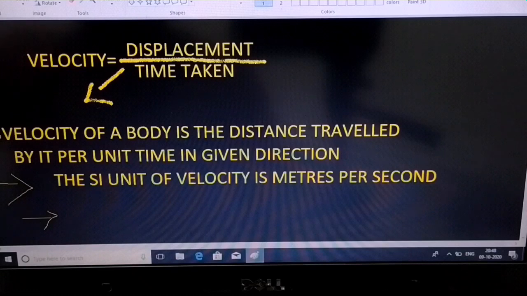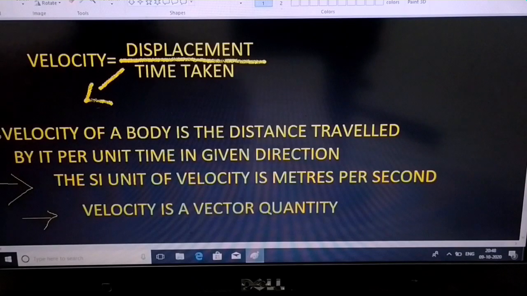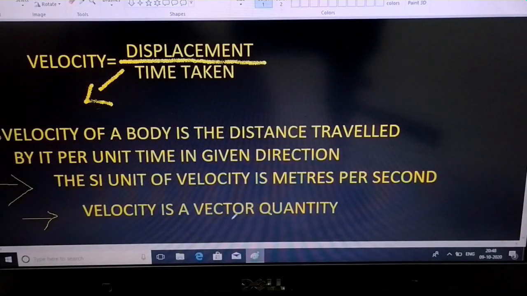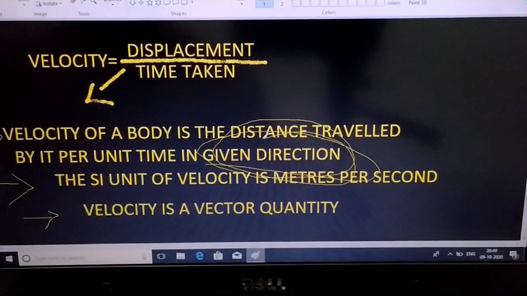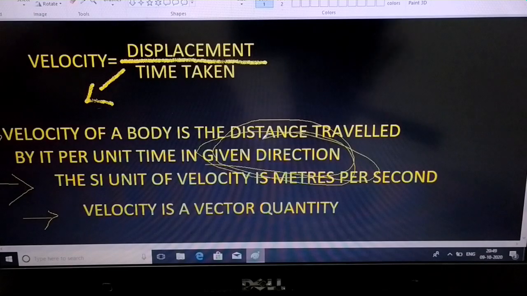Now velocity is a vector quantity, but speed is a scalar quantity because it has magnitude only. Velocity is a vector quantity because it has magnitude as well as direction. The direction of velocity is the same as the direction of displacement of the body.